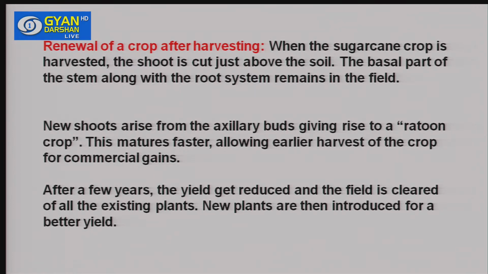After a few years, the yield gets reduced and the field is cleared of all the existing plants, and new plants are introduced for a better yield. So this will go on for a certain number of years, and then you introduce the crop again in the field. So renewal of a crop after harvesting. All these are different examples of succession. Most of them are examples of secondary succession.